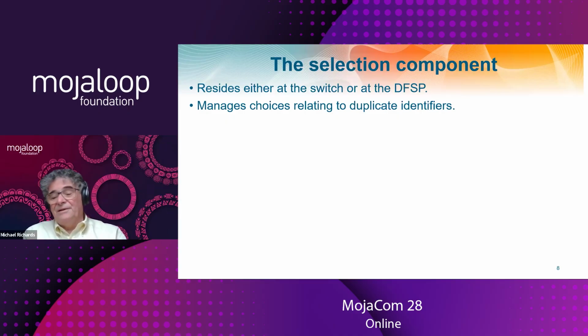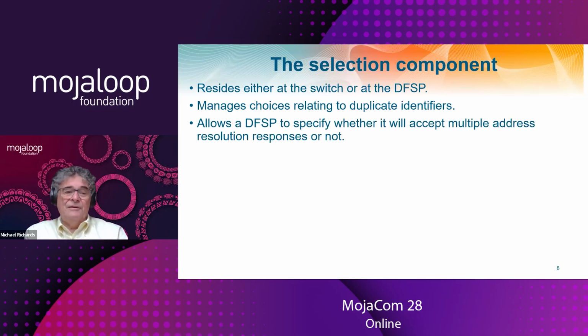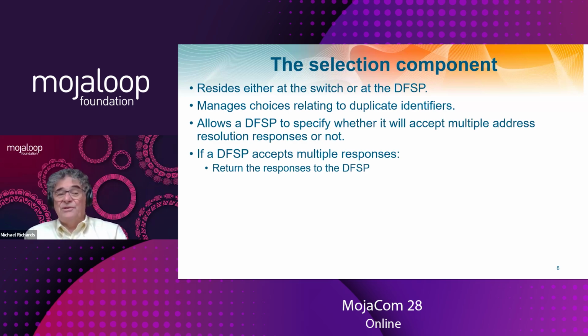You remember I said that I would expect to see a number of responses to a request for account resolution in the case where there are duplicates. This then, I think, would allow a DFSP to specify, first of all, whether it will accept multiple address resolution responses or not. If it accepts multiple responses, then you just return the multiple responses and let the DFSP sort them out, which might be a possibility, particularly for larger and more sophisticated DFSPs.